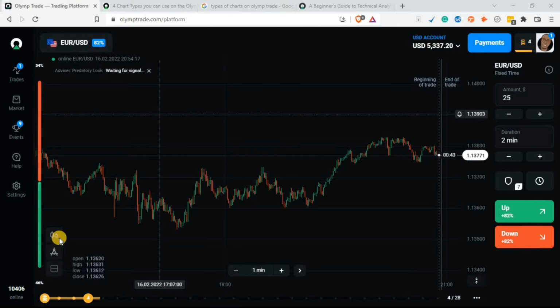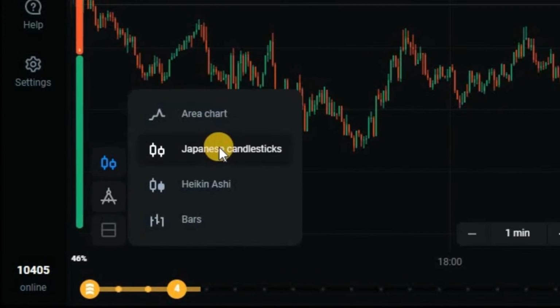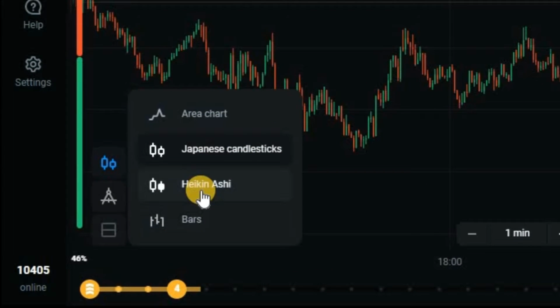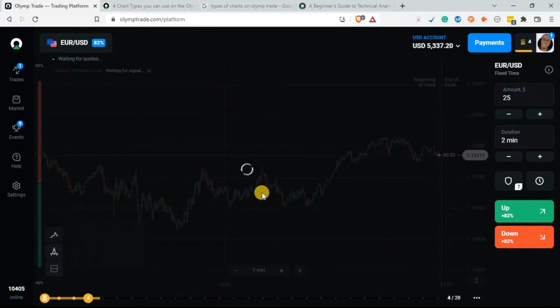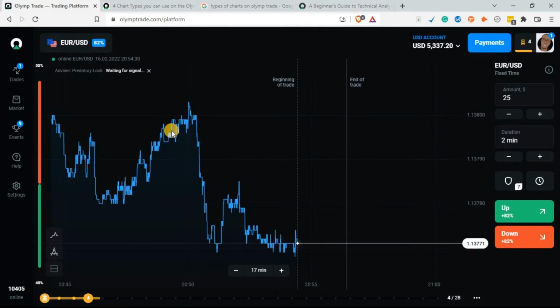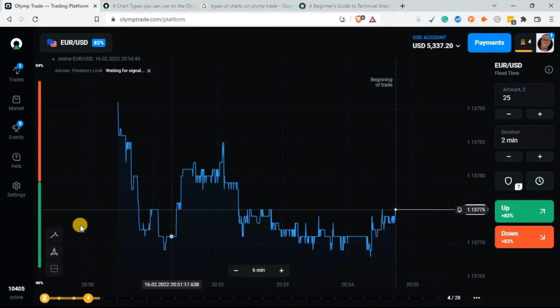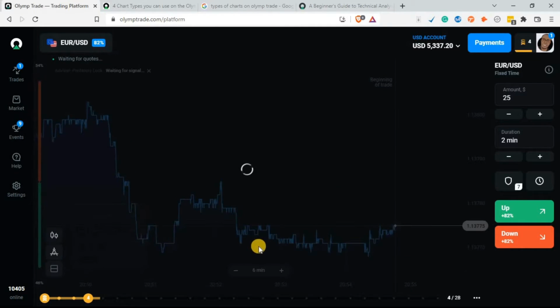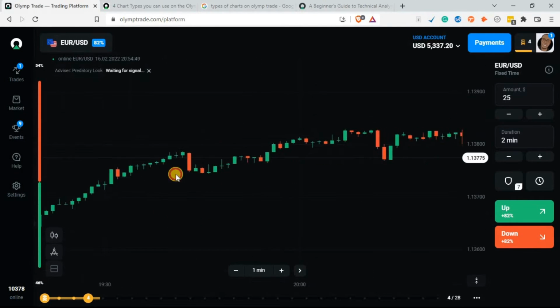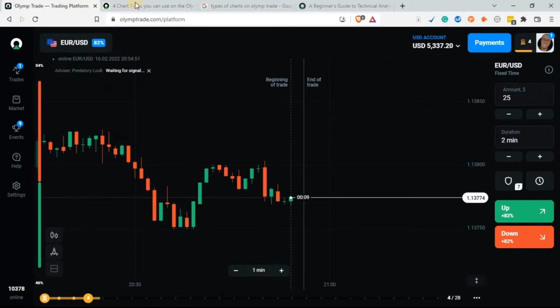There are 4 types of charts that you can find under the chart types here. There is the area chart, there's Japanese candlesticks, there is the Heikin-Ashi, and then there is bars. The area chart looks like this. The price movement is represented by the line. Then there is the Japanese candlesticks. They look like this.